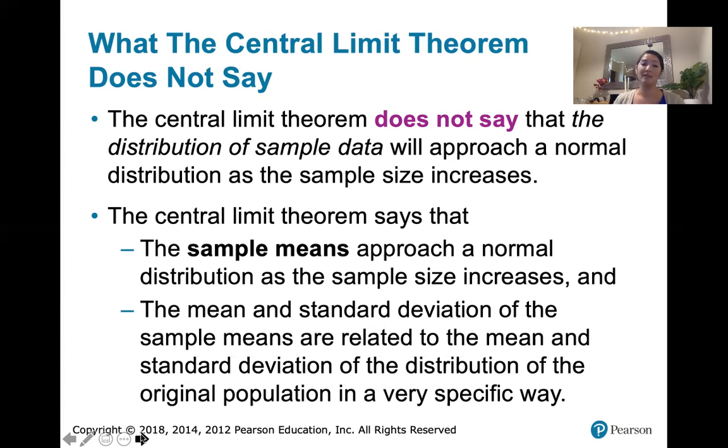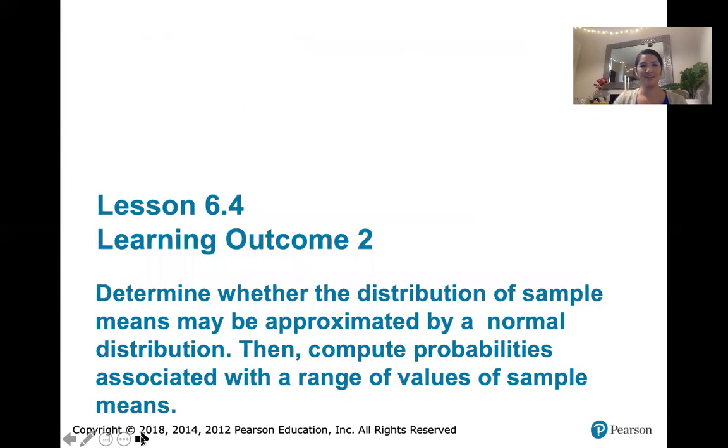Now, we can compute the mean and standard deviation of a population even if that population is not normally distributed. So we can still compute those statistics and then use them to come up with the mean and standard deviation of the sample means. And it turns out that if n is large enough, the distribution of sample means is approximated well by a normal distribution with the mean and standard deviation that we've just discussed. So that is our summary of what the central limit theorem says and what it does not say.